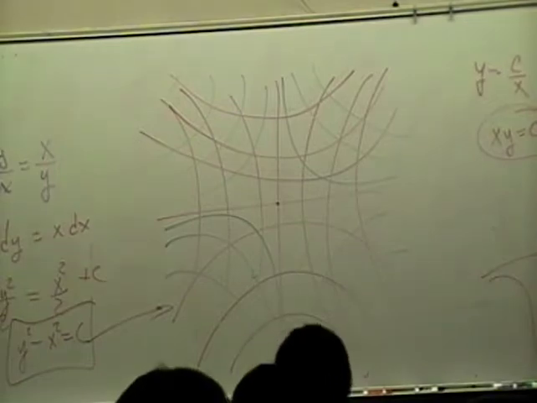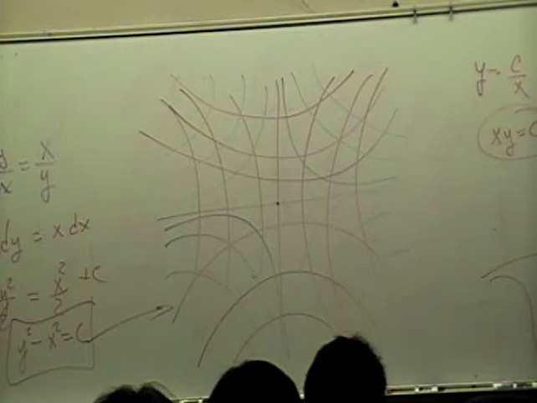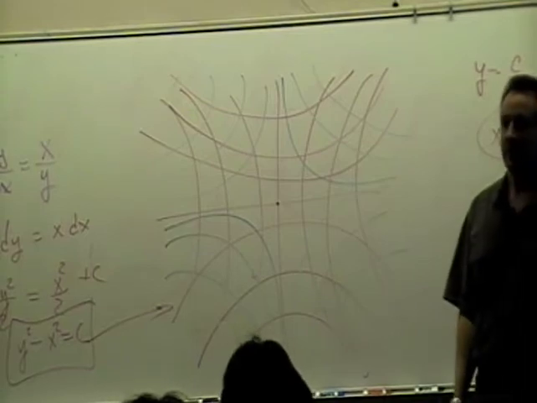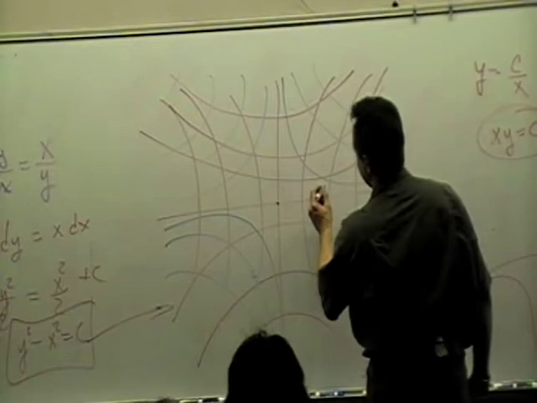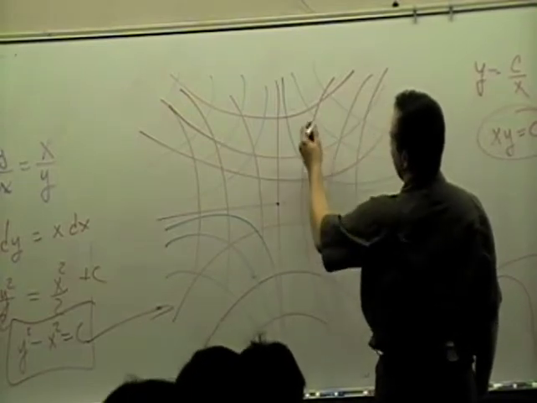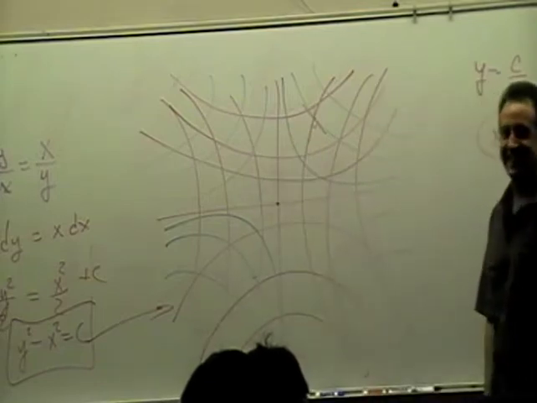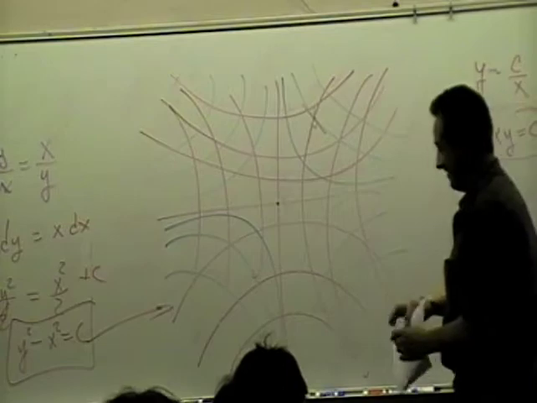And anywhere the blue lines cross the red lines, they're orthogonal. They're perpendicular. Right? Right there. Perpendicular. Looks it. You understand? Does everybody understand this?